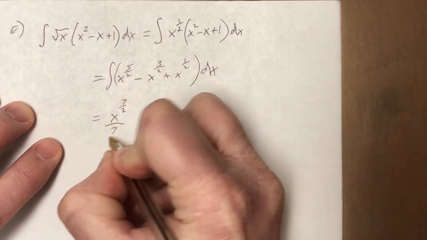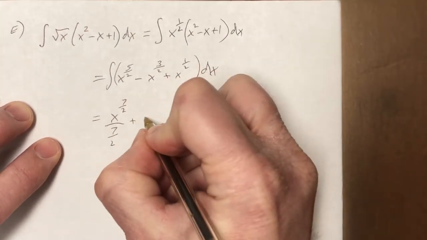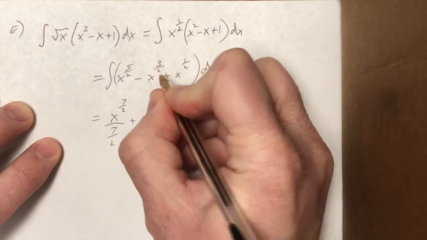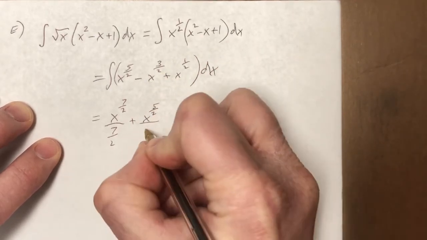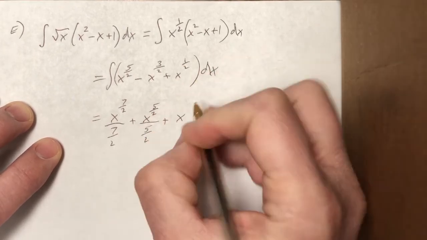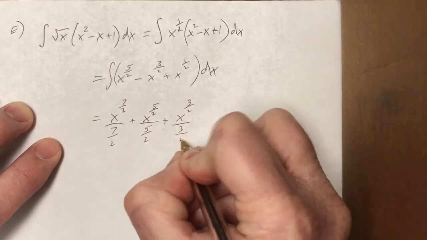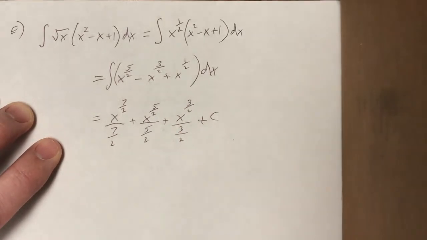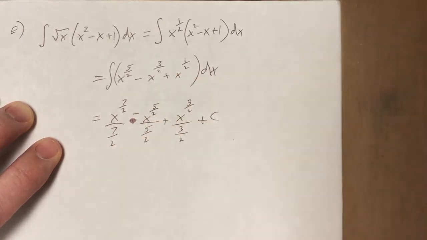Then we're going to divide by that 7/2. And then we're going to do the same thing for all our terms. So x to the 3/2 plus 1 is 5/2. Then we're going to divide by that new exponent. So on and so forth. Add 1 to 1/2, you get 3/2. Divide by that new exponent. And then remember to put your plus c. And this should not be a positive. Check your work. It should be a minus. The sign should be the same.